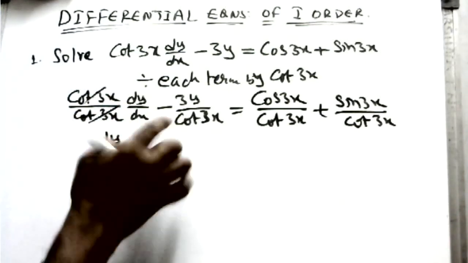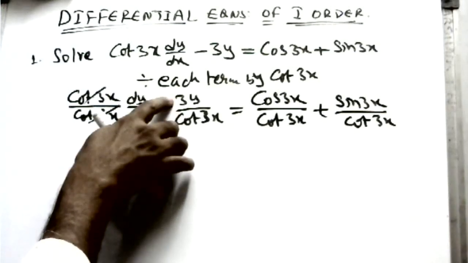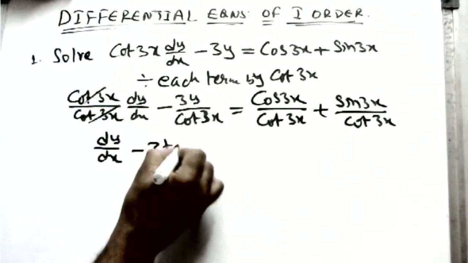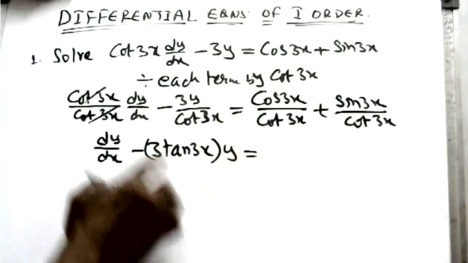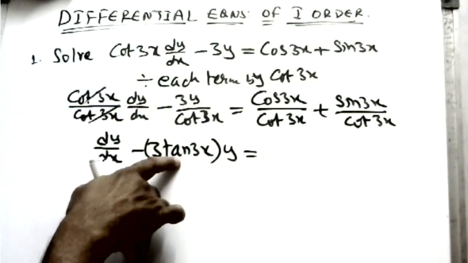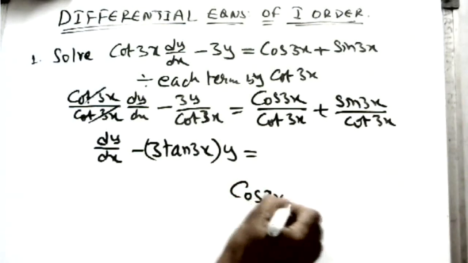What is left here? Dy by dx minus, bring this cot in the numerator. So the cot in the numerator, if you send here, it will become tan. It will be like this, 3 tan 3x into y. Watch carefully. If we bring this cot in the numerator, it will become tan. Now let me just solve this in the rough.